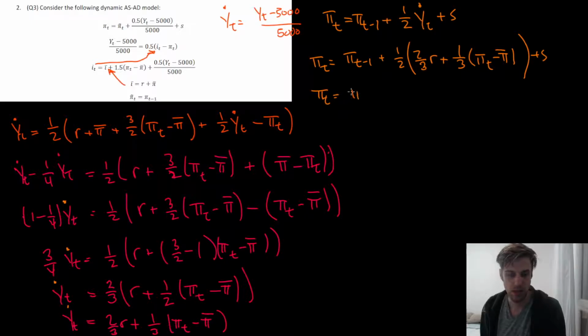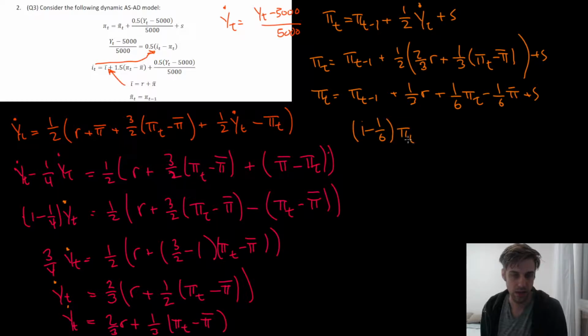Okay, I need to get the pi t's together, so I'll factor through that 1/2. I get pi t is equal to pi t minus 1 plus 1/2 times 2/3 is 1/3 r. 1/2 times 1/3 is 1/6 pi t minus 1/6 pi bar plus s. And I'll bring the pi t to the left, so we're going to end up with 1 minus 1/6 pi t is equal to pi t minus 1 plus 1/3 r minus 1/6 pi bar plus s. This will be 5/6.